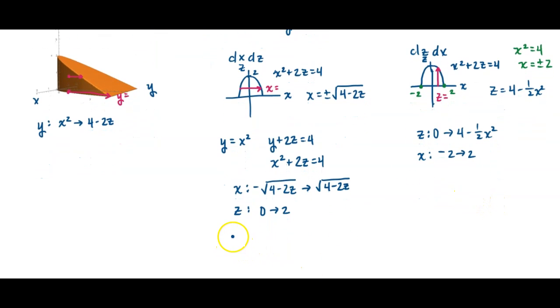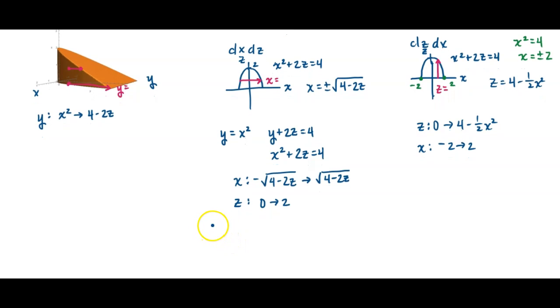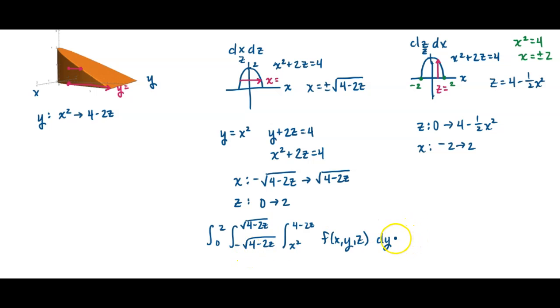Finally giving us our last two integrals. All right, so for z, we're going from 0 to 2. X from negative root 4 minus 2z to positive root 4 minus 2z. In both of these triple integrals, our y is going from x squared to 4 minus 2z. And we have our function of x, y, and z, where this is our dy. These are our bounds of x, and these are our bounds of z.